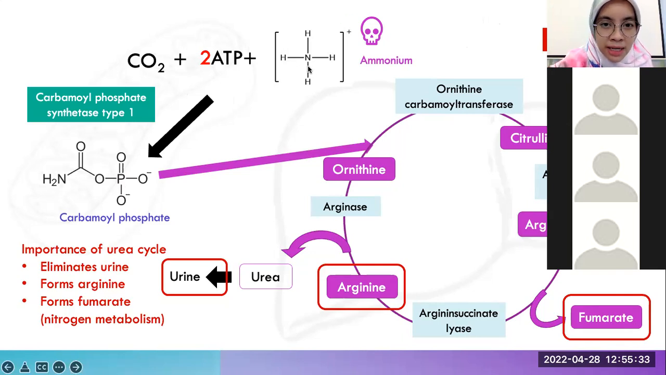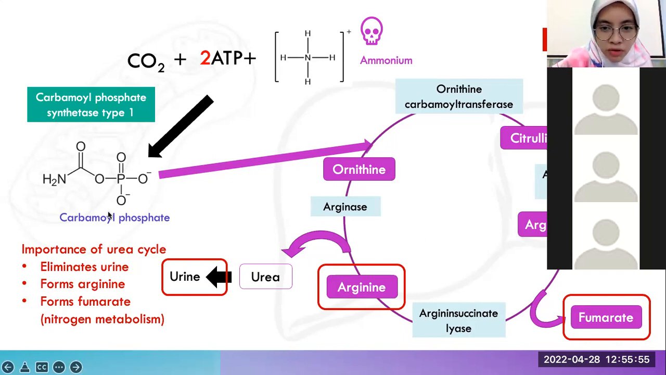It will combine, react with ATP and also carbon dioxide and form a molecule we call carbamoyl phosphate. So this carbamoyl phosphate will be transported out from the mitochondria back into the cytoplasm and enter the urea cycle.